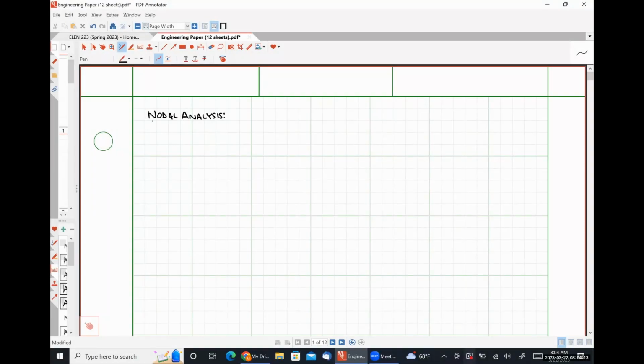So I'm going to teach you guys nodal analysis as an algorithm, literally a step-by-step process which you can apply to solve really any circuit. When we learn mesh analysis on Friday, there are a few times that we can't use mesh, but we can use nodal for literally any circuit.